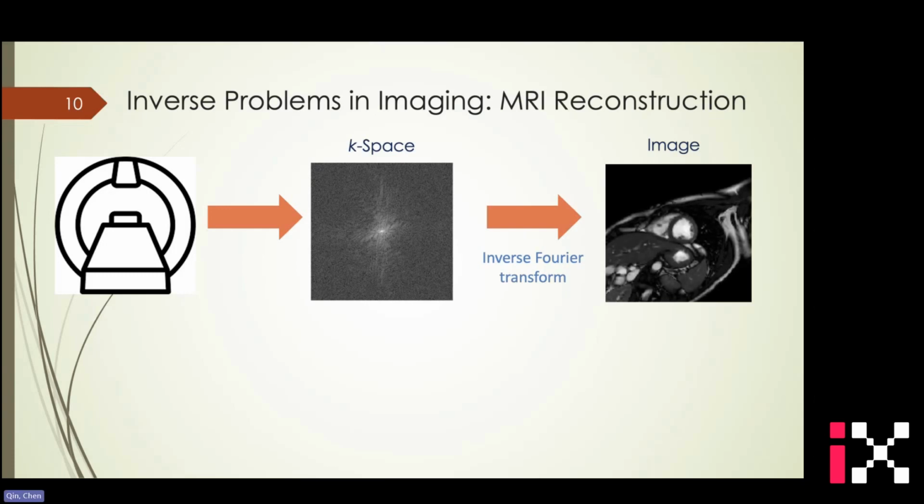Okay, good. So we'll be discussing this inverse problem in imaging with an application to MRI reconstruction. For some of you who may not be familiar: to acquire MR images, here's the MR scanner, and we acquire the signals in the frequency domain, which we call K-space. With the K-space signals, we can then do an inverse Fourier transform to transform the signal from K-space to the image space. That's the image radiologists interpret.